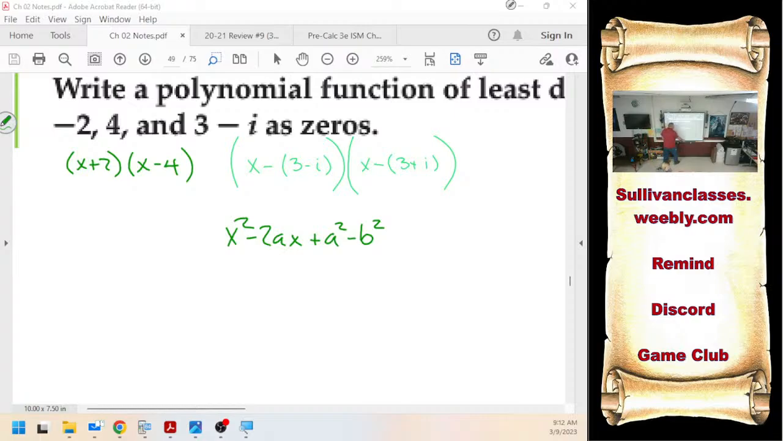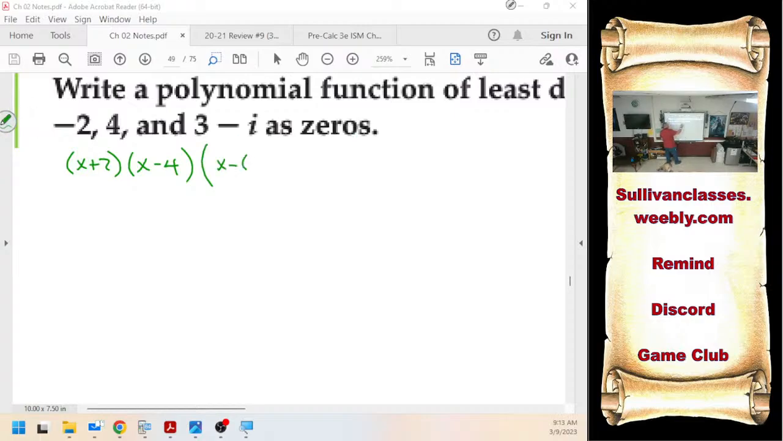Okay, all right, we'll get there. So this is x minus, we said 3 minus i, and x minus 3 plus i. Now, it's going to be really hard to distribute with something that has parentheses in it anyway, right? So the first thing that I'm going to do is take care of these so that I don't have parentheses inside of parentheses. I'll call this x minus 3 plus i, x minus 3 minus i.